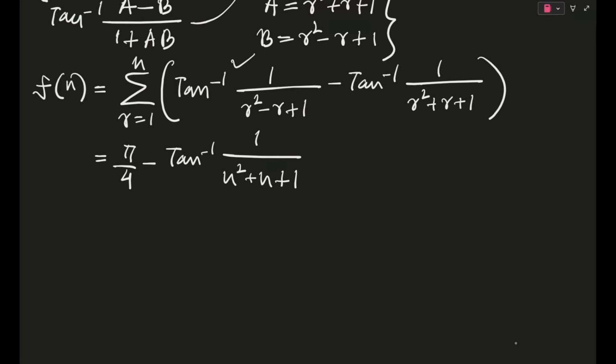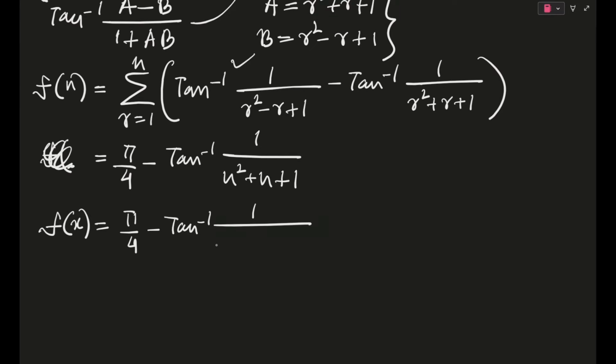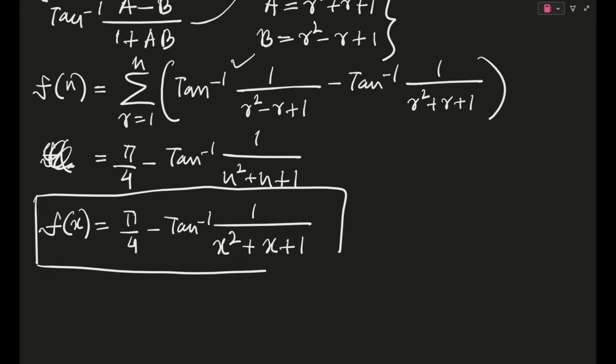So f of x is now ready with us. Actually, it was asked for f of n, but we had to convert it to f of x. No issues. f of x is equal to pi by 4 minus tan inverse of 1 by x square plus x plus 1. I hope this is correct. So this is your f of x finally, or f of n, whatever you want to say.